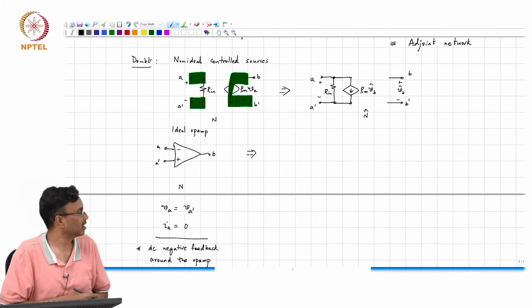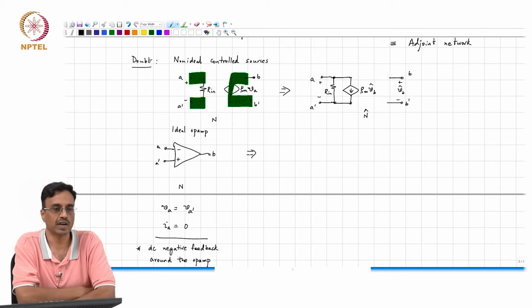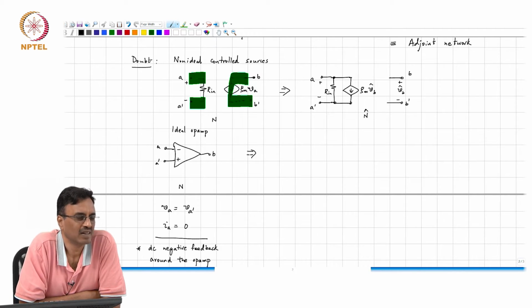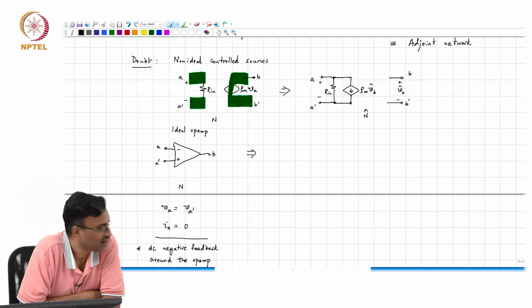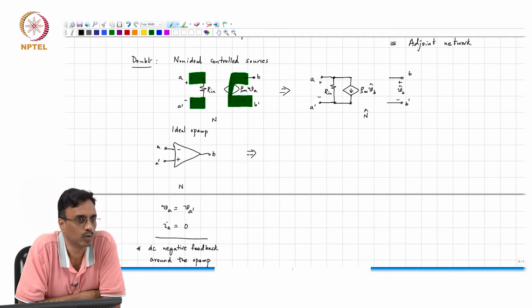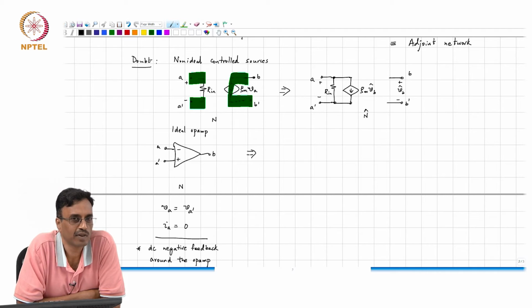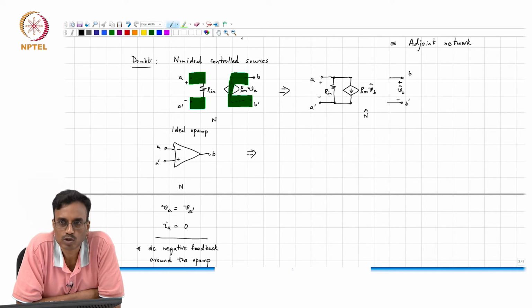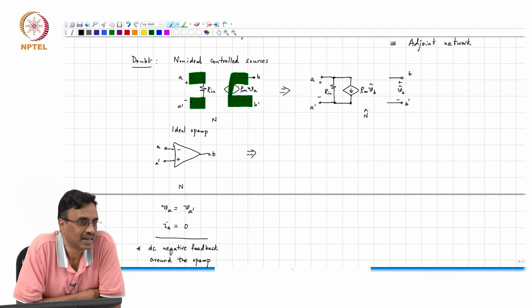What kind of control source can you think of an op amp as? Actually, it's not necessary to think of it as a voltage controlled voltage source with infinite gain. You can think of it as a voltage controlled current source with an infinite transconductance, or a current controlled voltage source with infinite transimpedance, or a current controlled current source with infinite gain, right? As the controlling parameter tends to infinity, right?